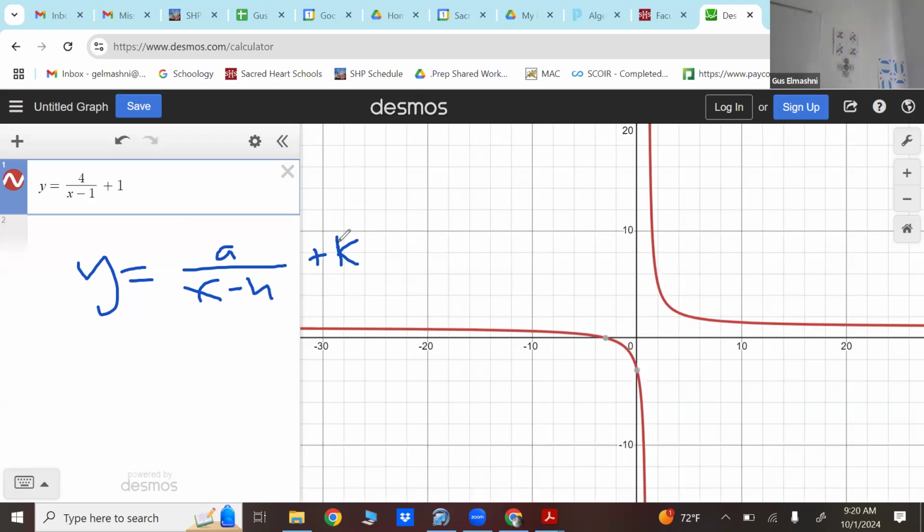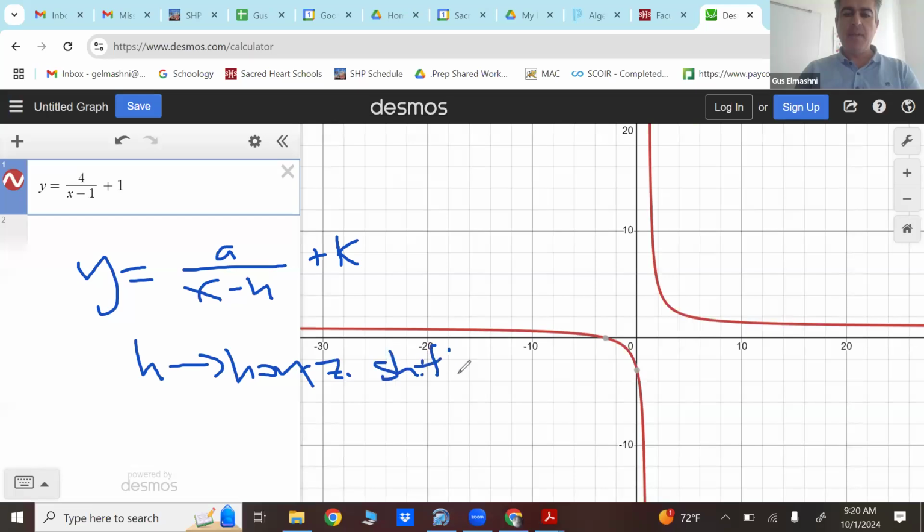1, exactly. So h and k are what we call transformations. H is what I call a horizontal shift. K is what I call a vertical shift. We're going to talk about this tomorrow for sure.